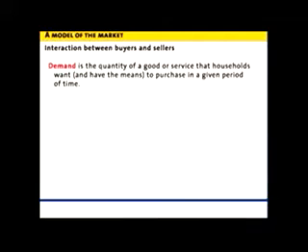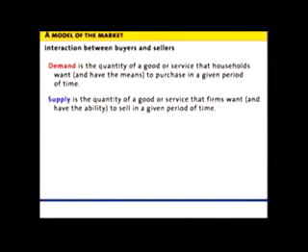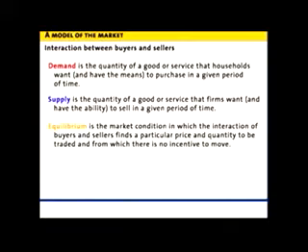First, we're going to examine the motivations of buyers. What determines the quantity of a good or service that people want to purchase in a given period of time? This is called demand. Then we'll look at the motivation of sellers. What determines the quantity of a good or service that businesses are willing to sell in a given period of time? This is called supply. Then we'll put the buyers and the sellers together and look at how their interactions establish a stable price and quantity traded. This is called equilibrium. So, demand, supply, and equilibrium.